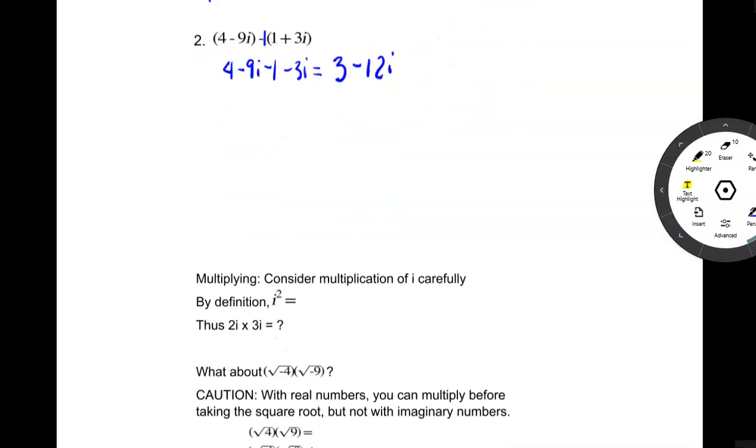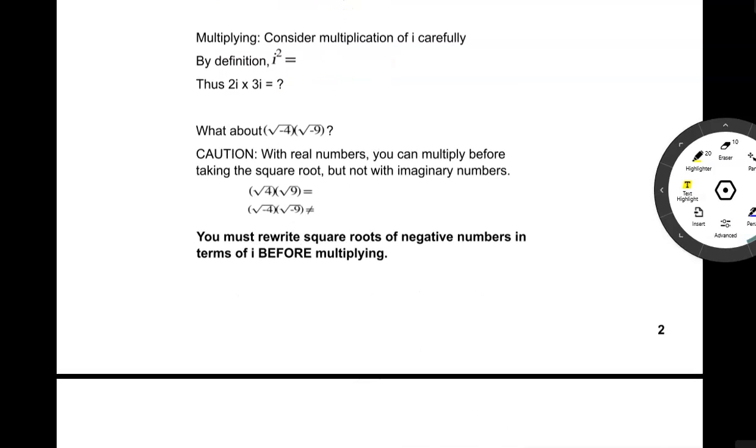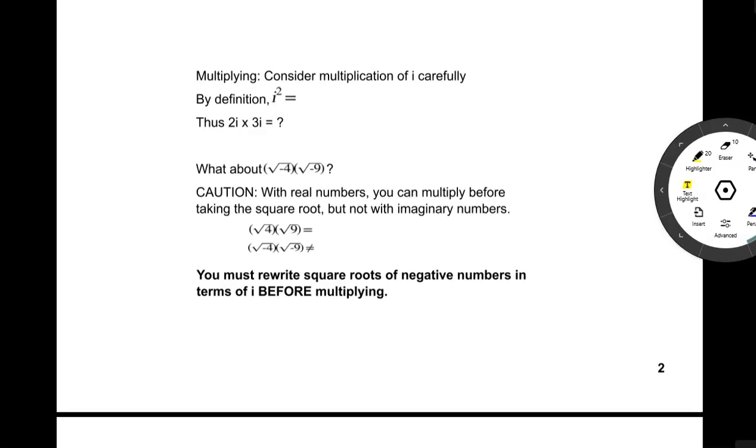So adding, subtracting, pretty straightforward. Multiplying, a little bit trickier. Before we do some multiplication problems on the next page, let's go back to our definition of i squared, because this is going to come into play. On the very first page, we defined i as the square root of -1. We also said i squared is equal to -1.